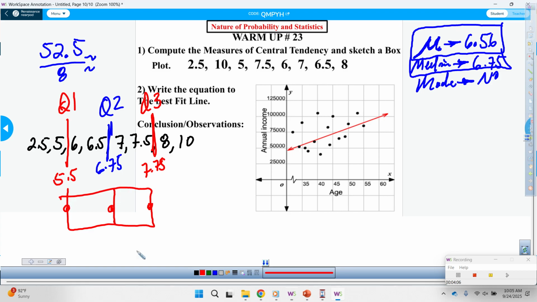Focus. Minimum is 2.5. Maximum is 10. And there you go.